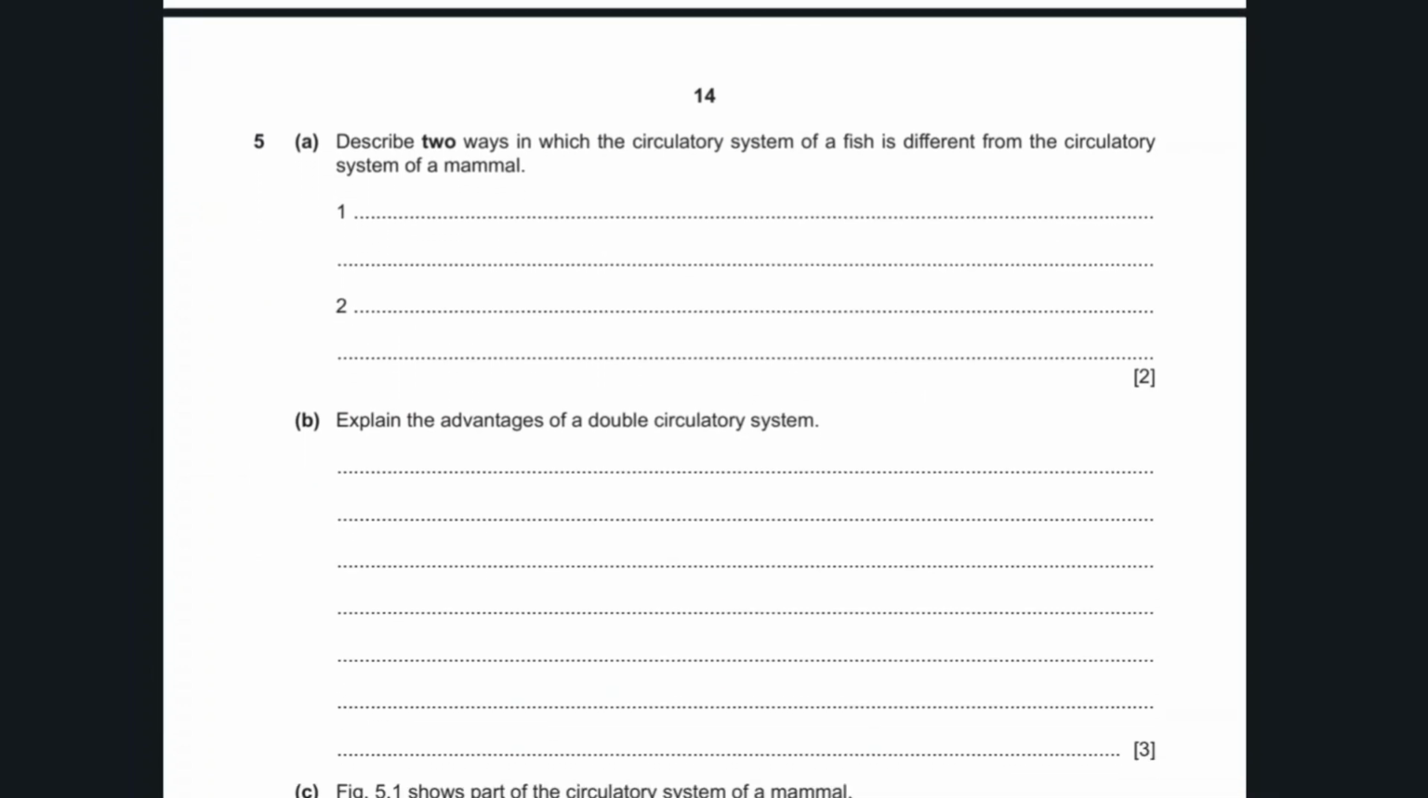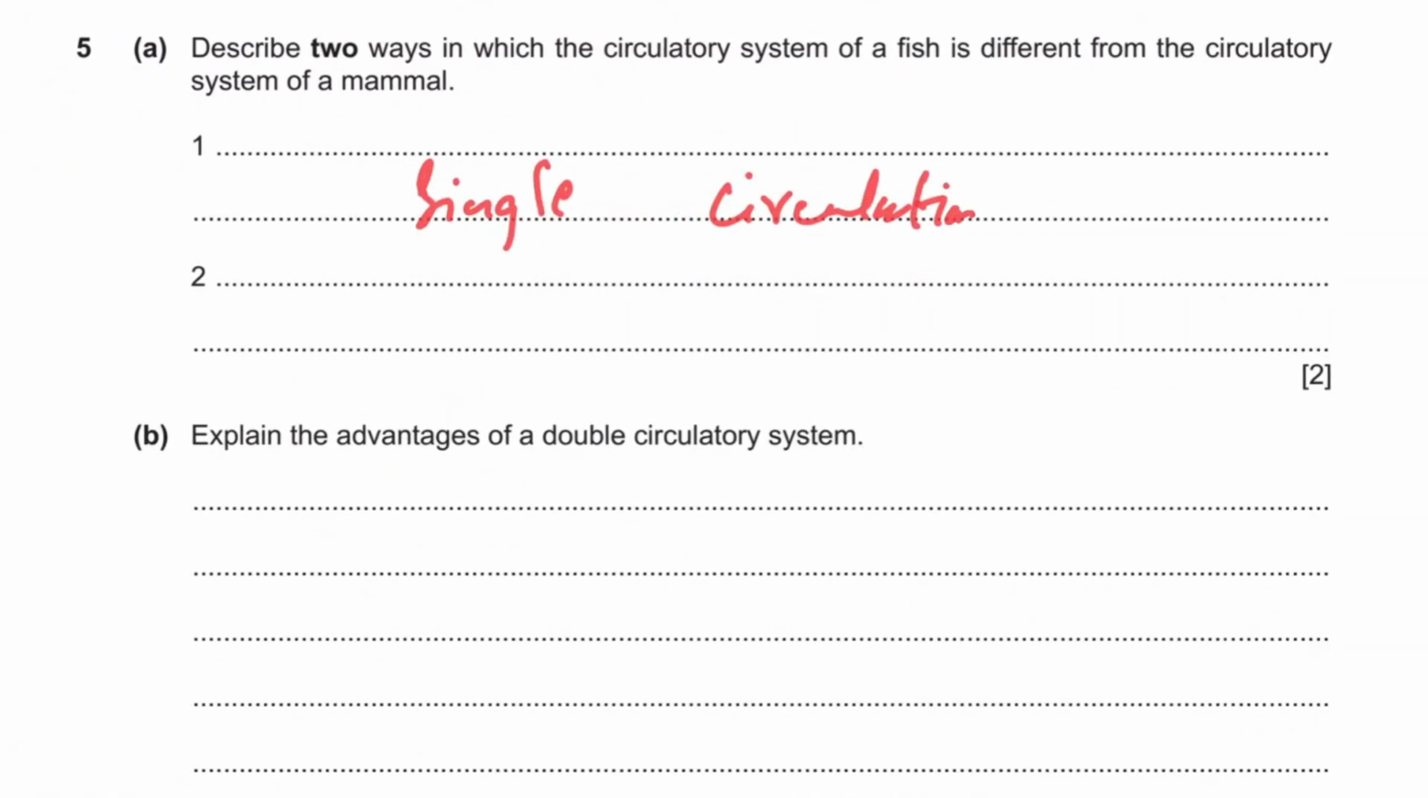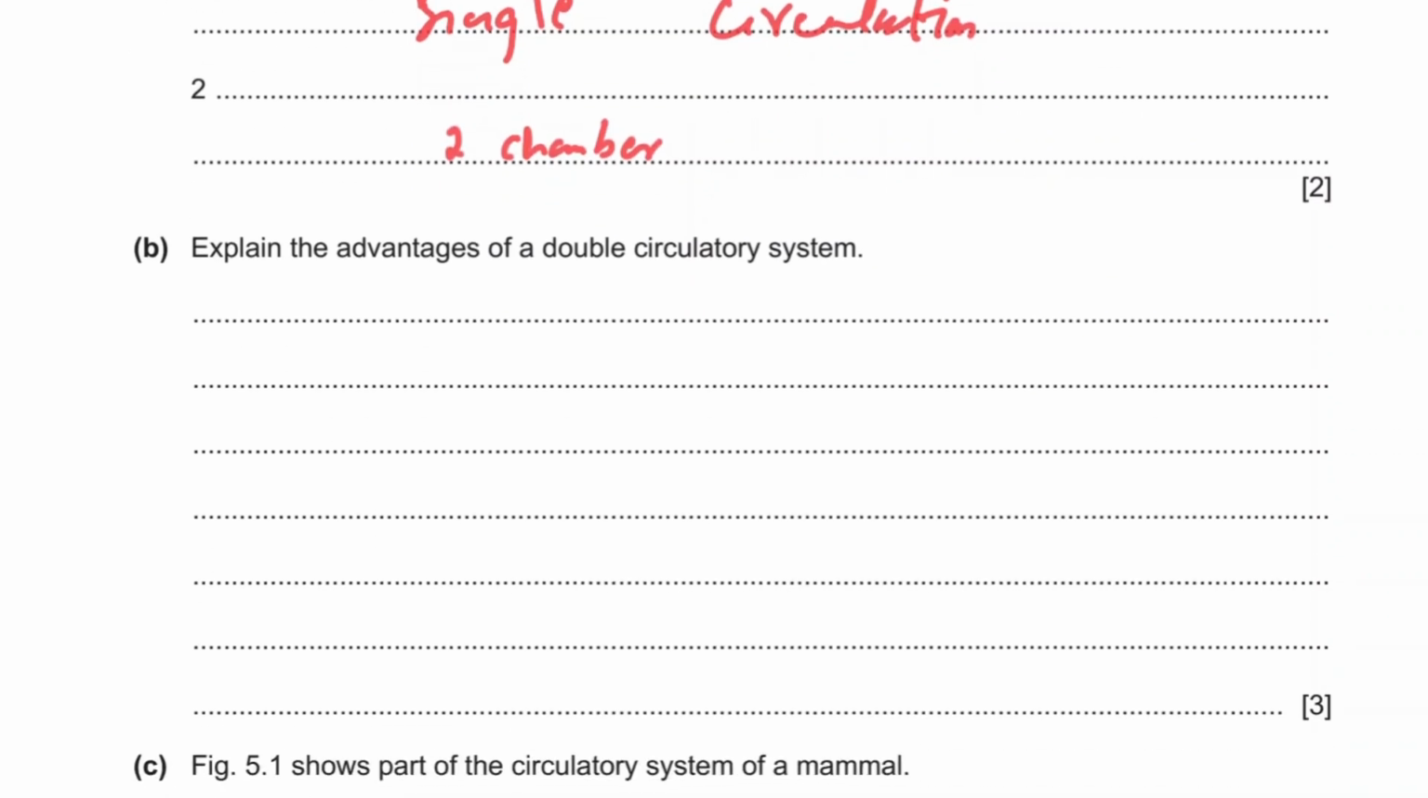Next question, number 5. Describe two ways in which the circulatory system of fish is different. The circulatory system of fish has single circulation, while humans or mammals have double circulation. In fish, the blood passes through the heart only once. There are two chambers of the heart in the fish, and there is no separation of oxygenated and deoxygenated blood.